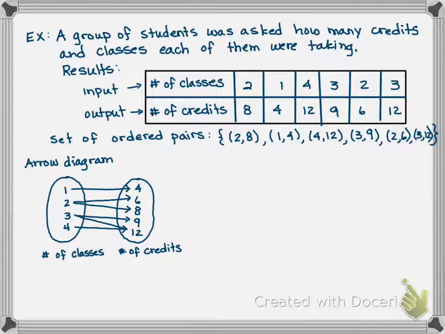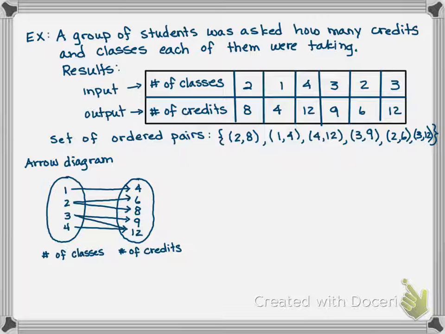And so the fact that there are multiple points with an input of 2 is shown by the fact that there are multiple arrows coming out of the 2. And same with the fact that we have multiple points with an output of 12, we just have multiple arrows going into 12. Looks like more than 6, but that's 6.